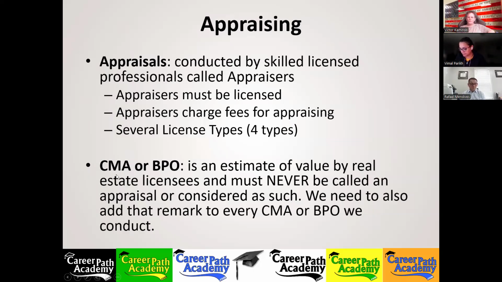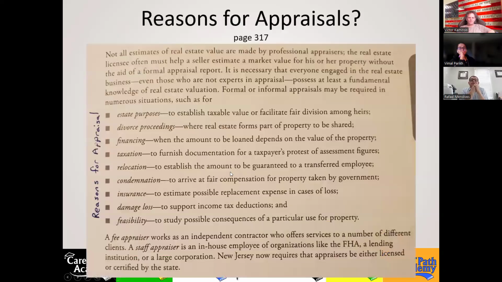So as real estate agents, we do CMAs or BPOs for valuations. A CMA or BPO is an estimate of value by a real estate licensee, and it must never be called an appraisal or considered as such. As a matter of fact, we even need to write such a disclosure at the bottom of each page of our CMA. We need to add that remark to every CMA and BPO we conduct.